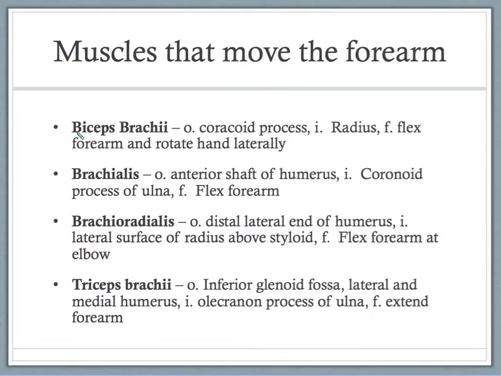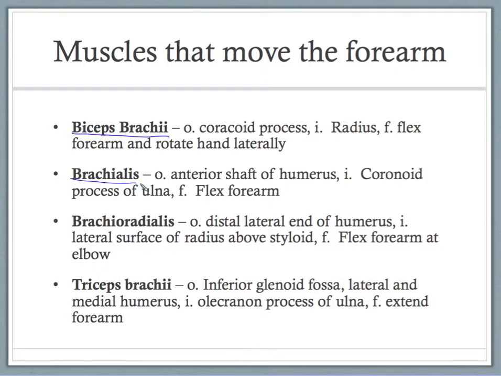So the first one that moves the forearm is the biceps brachii. This originates at your coracoid process, along with your glenoid fossa. Inserts at the radius. So if it originates at your shoulder, inserts at the radius, it's going to be able to flex your forearm and rotate the hand laterally. Rotate it outwards so the pinky is up and your thumb goes towards the floor.